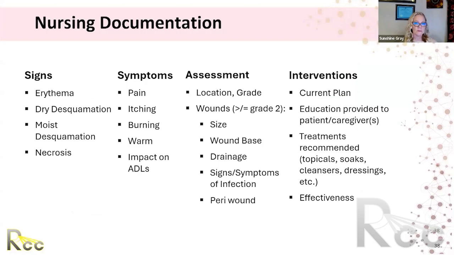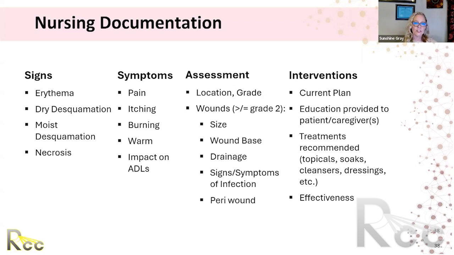We also want to document the symptoms the patient experienced, their subjective experience. So pain, as we talked about, itching, burning, warm. Is it having an impact on their activities of daily living? And then we want to identify the location and the grade. And if there is a wound, we just went through that terminology. Include as much information as you can because that's going to be helpful for you or another nurse or another doctor or specialist to understand what it looked like before as opposed to what it looks like now.